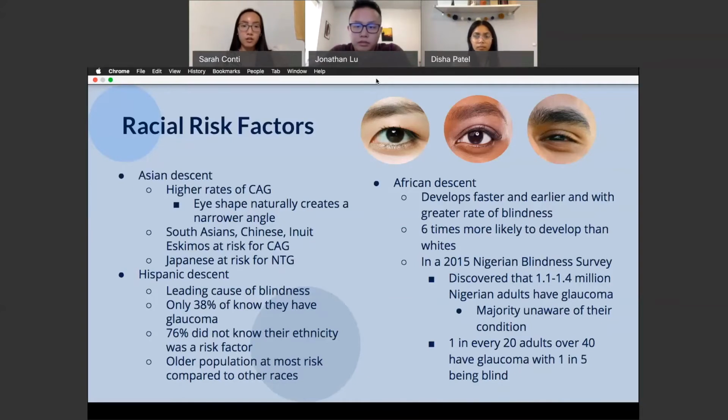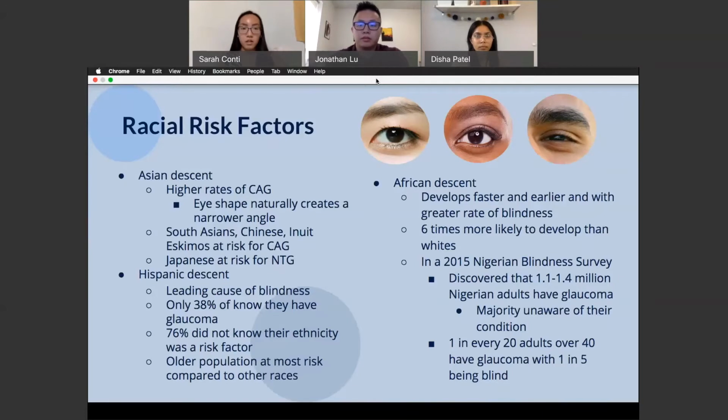A study, Proyecto Ver, reported that only 38% of Hispanics with glaucoma know they have the condition, while the National Americans Eye Health and Eye Disease Survey found that 76% of Hispanics did not know their ethnicity was a risk factor. The older population of Hispanics is at the most risk compared to those of African and European descent.